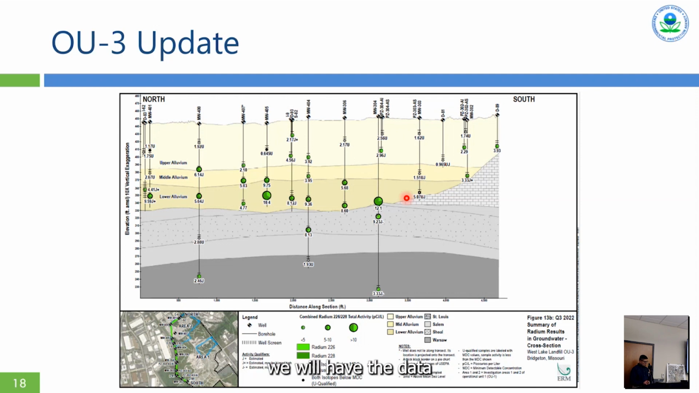I'm not sure we will have the data historically. But as we collect more rounds of data, we'll be able to conduct better statistics about how things are changing in the near term and how quickly they're migrating in the near term. That's why we're doing multiple rounds of data, so we can assess those trends and see what's happening right now.